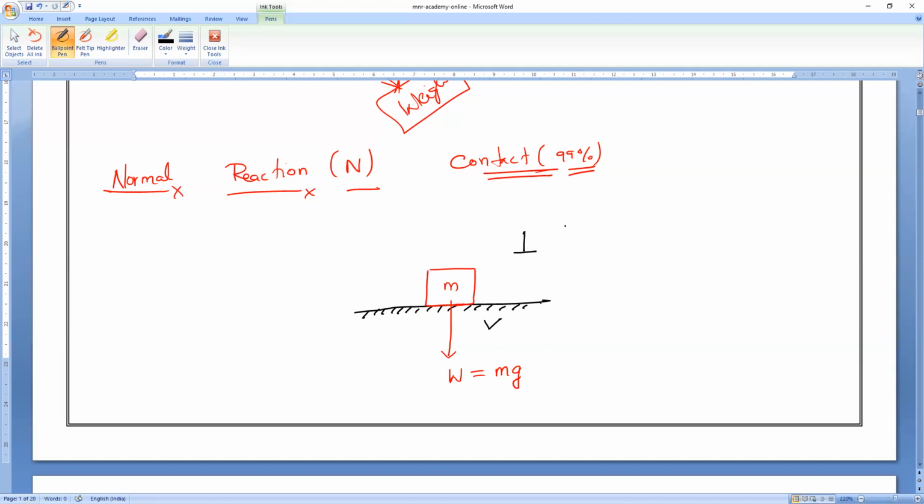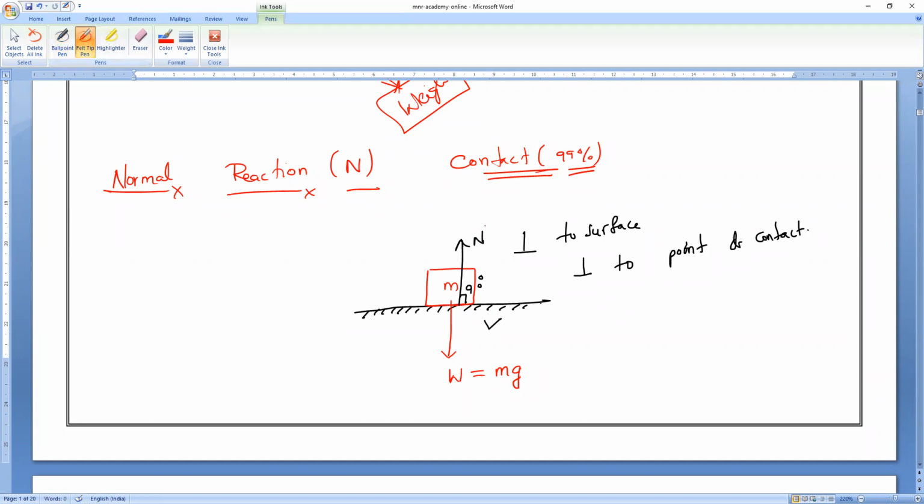Now, the normal reaction which is exerted by the surface on this object is always perpendicular to the surface. So normal is always perpendicular to what, everybody? Perpendicular to the surface, which is how much angle? Perpendicular means 90 degrees. And also perpendicular to the point of contact. Wherever it is contacting, there it will be perpendicular to the point of contact.